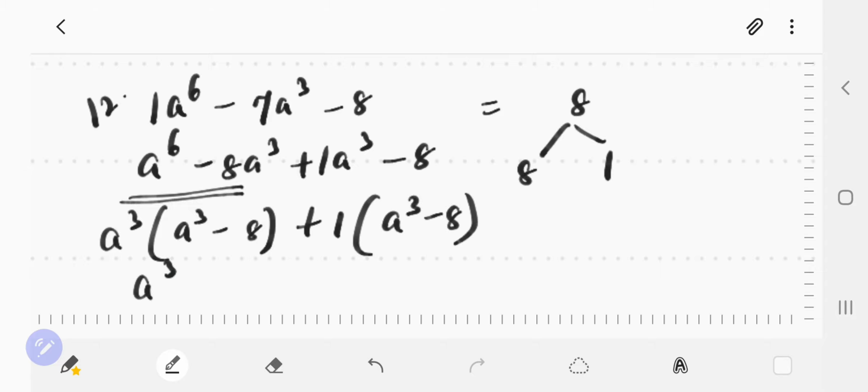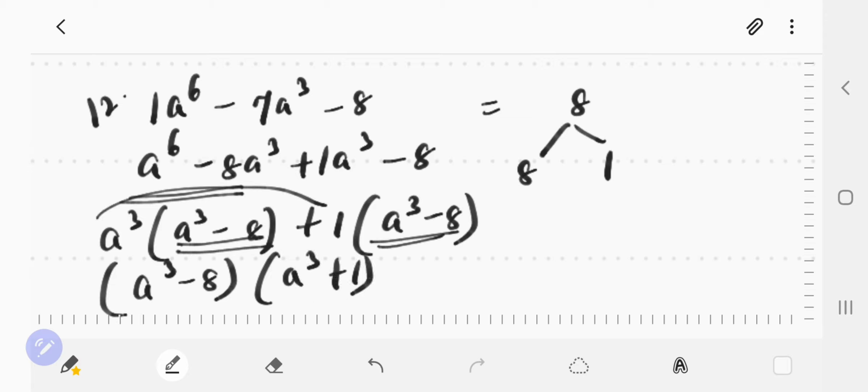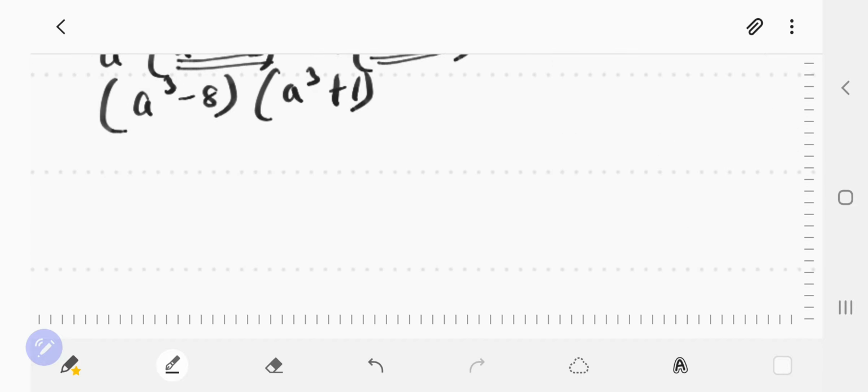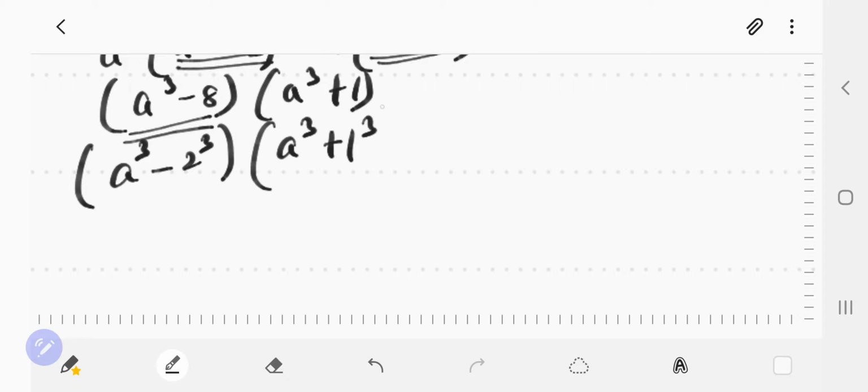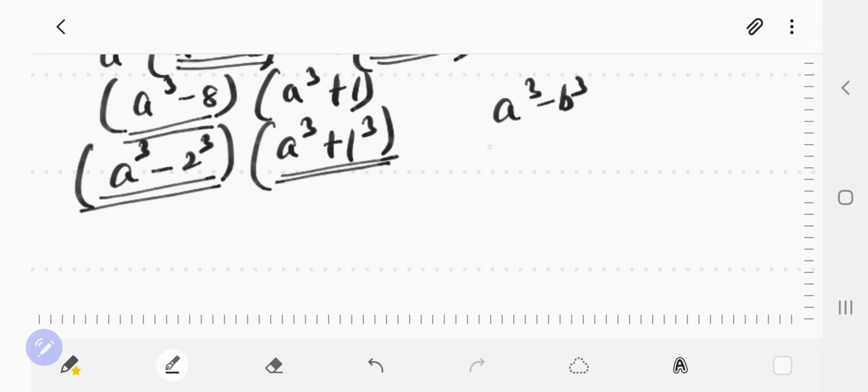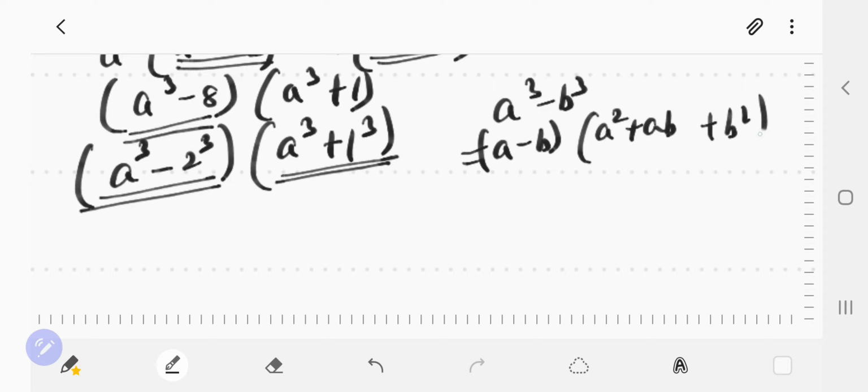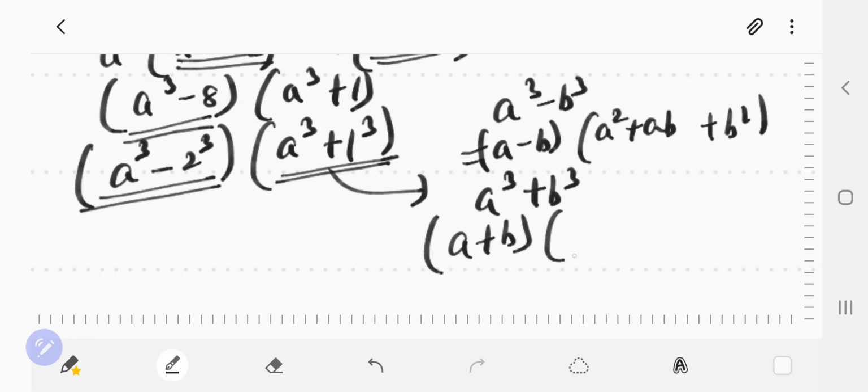So you got two brackets: a cube minus 8 as one bracket and your other bracket a cube plus 1. My dear kids, a cube plus 1, yes, both the brackets you can open. a cube minus 8 we can write as a cube minus 2 cube and a cube plus 1 cube. So you have to apply identity here also. Which identity? a cube minus b cube is equal to a minus b, a square plus ab plus b square. And here the plus identity, that is a cube plus b cube, that is a plus b and a square minus ab plus b square.